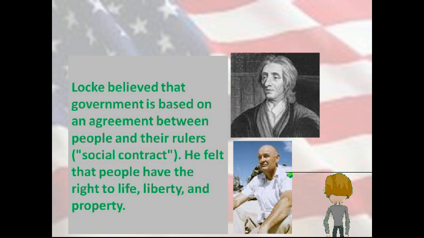John Locke was an English philosopher, not a character from the TV show Lost. He believed that government is based on an agreement between people and their rulers. He called this a social contract between the people and their rulers. He also felt that people have the right to life, liberty, and property. These rights became the rights of life, liberty, and the pursuit of happiness as expressed in the Declaration of Independence.